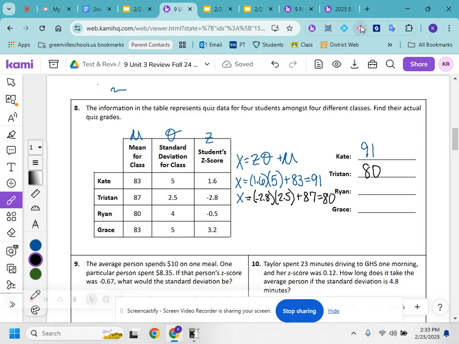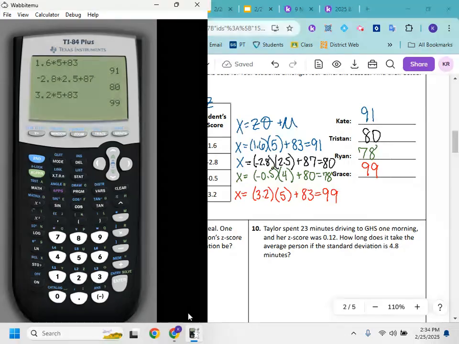Two more times. I'm going to pause the video, keep it short, do the next 2. All right, check your answers. Here's what I put in the calculator: 91, 80, 78, and then 99. Make sure your answers match.